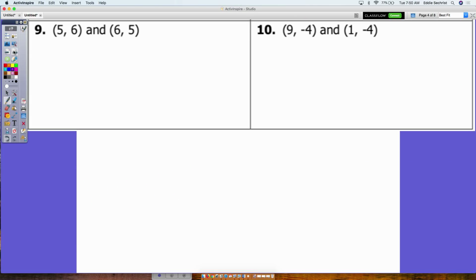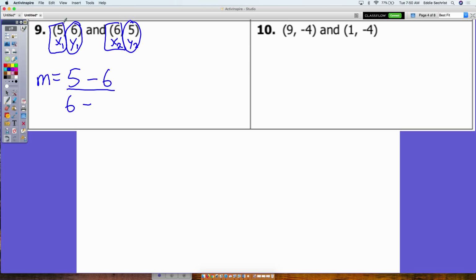All right, now I'm going to do number 9. You'll be responsible for number 10, and we'll go from there. So we're going to call this x1, y1, x2, y2. Little m stands for slope. So we're going to do our 5 minus y1, which is 6. Now we're going to do x2 minus 5. And 5 minus 6 is -1. 6 minus 5 is +1. Simplify this and it's going to be -1 as your slope.